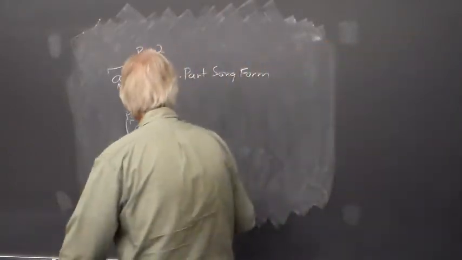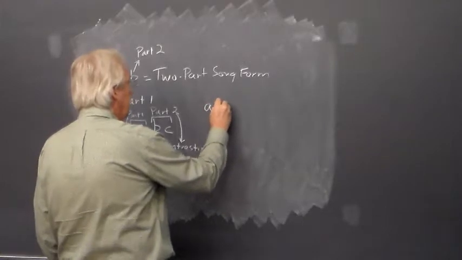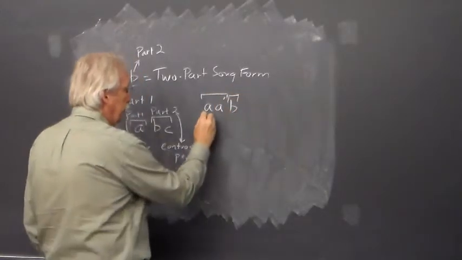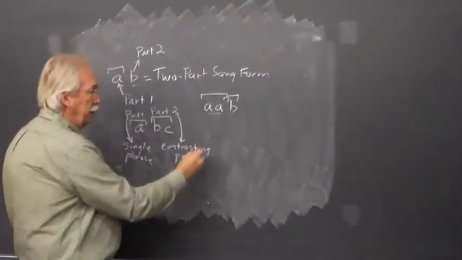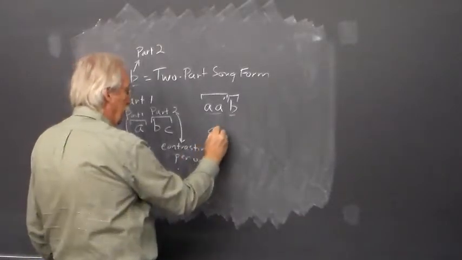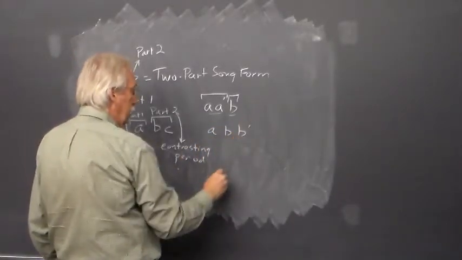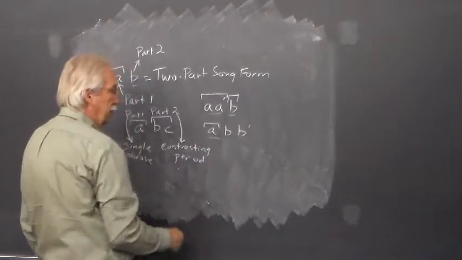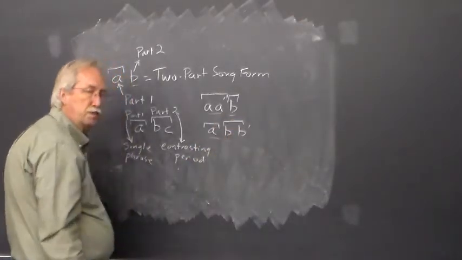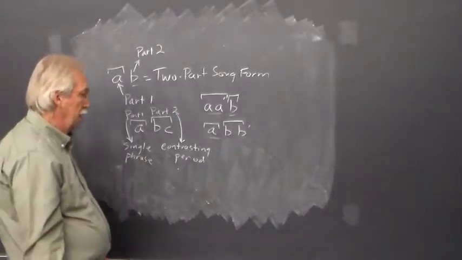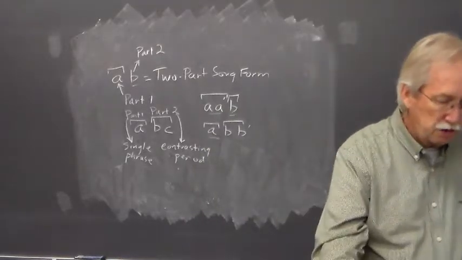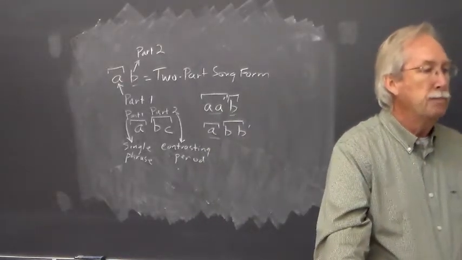Obviously, if you have a situation where you have A prime B, then part 1 would be a parallel period. Part 2 would be a single phrase. Or if you have this situation, then part 1 would be a single phrase. Part 2 would be a parallel period. So those are some different possibilities for 2-part song form.